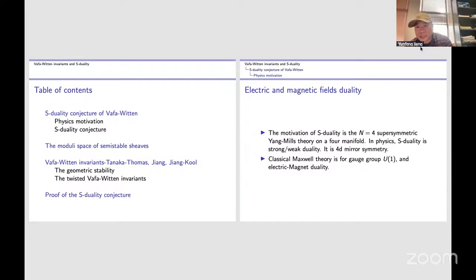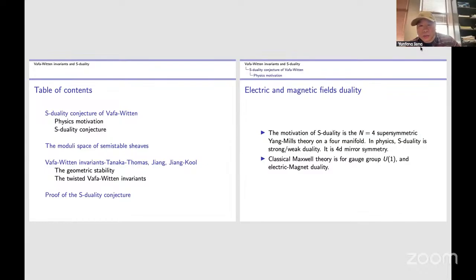So in physics, we already know that S-duality is a strong-weak duality and maybe related to mirror symmetry. On the mathematics side, it should be related to Vafa-Witten theory and some other Donaldson-Thomas theory. We will see that this S-duality, where we define the invariants, will be Donaldson-Thomas invariants, okay?